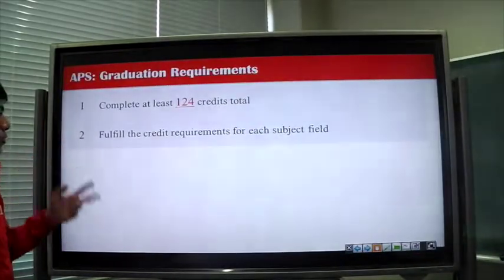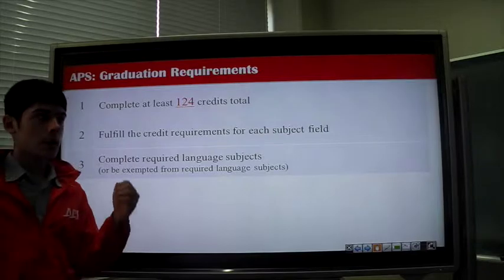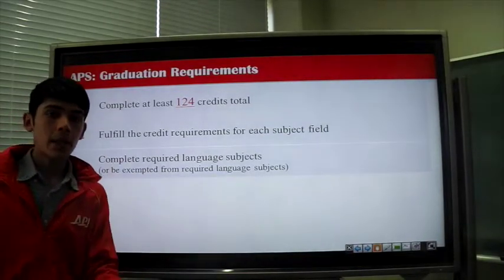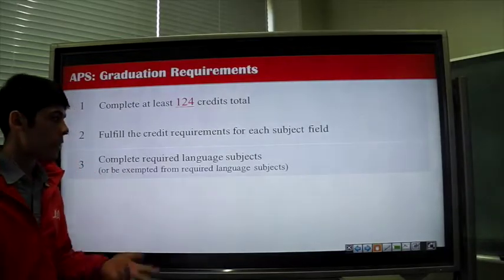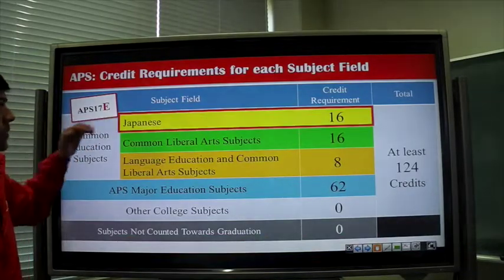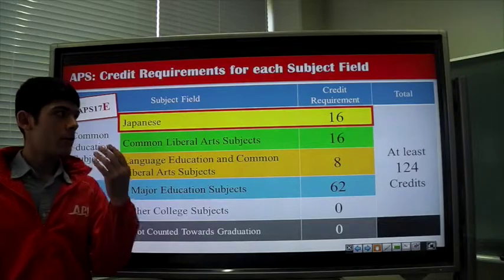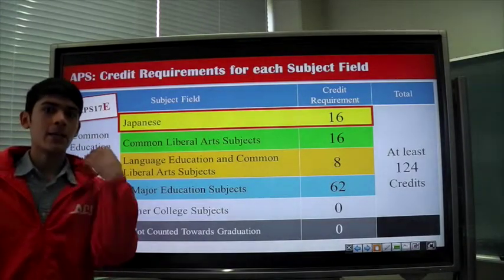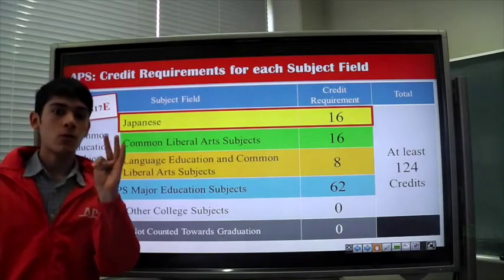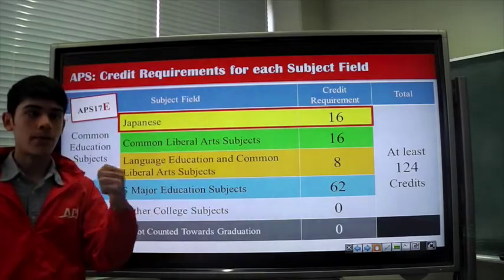And then the third requirement is to complete required language subjects. It means that for English basis students, completing Japanese courses until intermediate is a requirement for graduation, so it's compulsory. As you can see here on the top, Japanese is 16 credits. 16 credits means 4 courses, each course 4 credits, right? As I said, one language course is 4 credits. So Japanese foundation courses 1, 2, 3, and intermediate. In total, 16 credits is required.